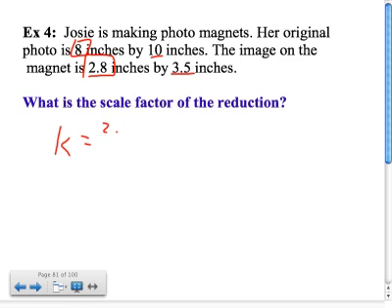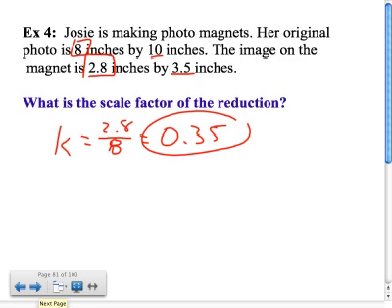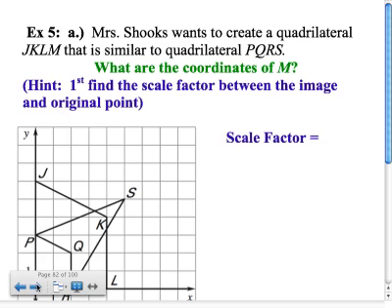Okay, so I have 2.8 over 8. You can leave it like that, or we can just go ahead and get a decimal. So if I do 2.8 divided by 8, I get 0.35 would be my scale factor. If you want to write that as a fraction, you can do that too. It's not going to make a bit of difference.